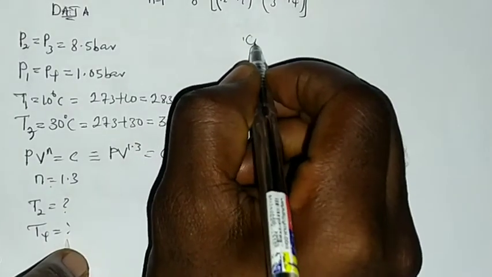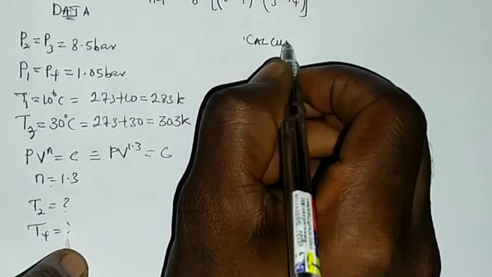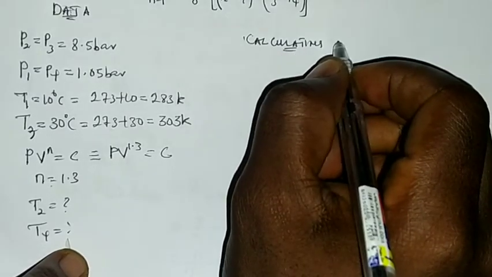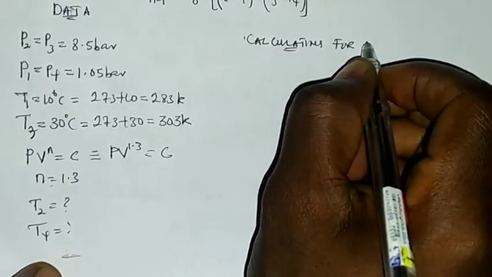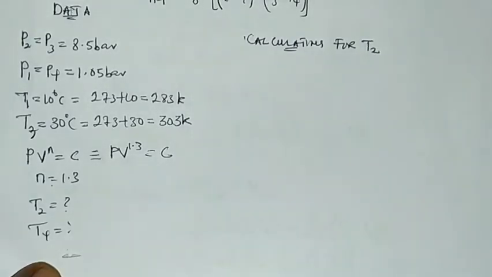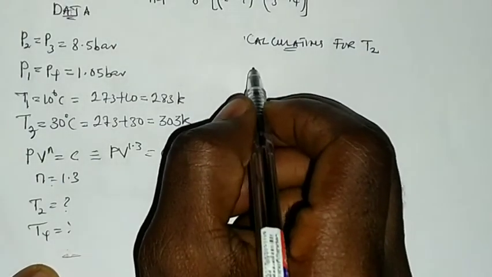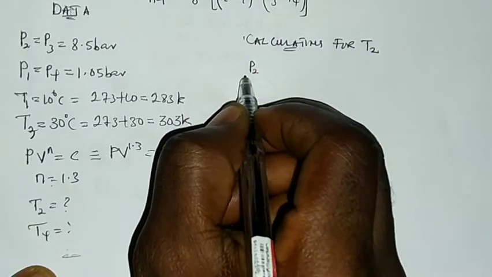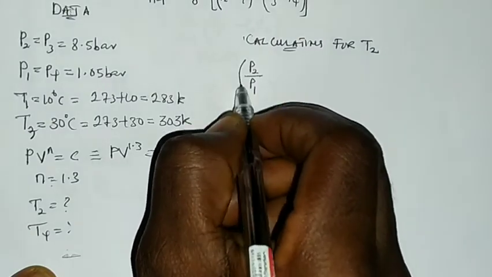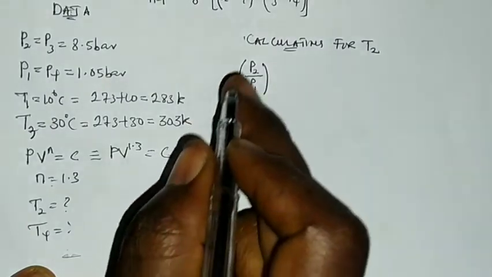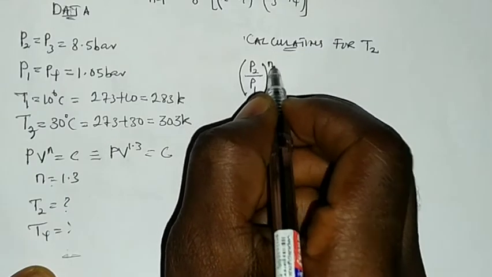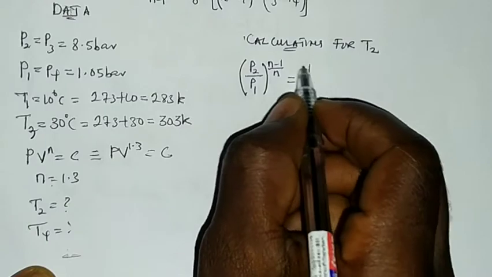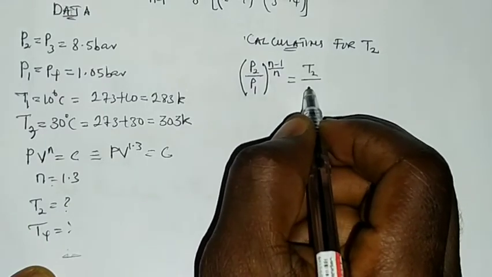Calculating for T2. Now we'll use this relationship that says P2 over P1 raised to the power, since it is a polytropic process, I will not use gamma, I'll be using n minus 1 over n, right? Equals to what? T2 over T1.